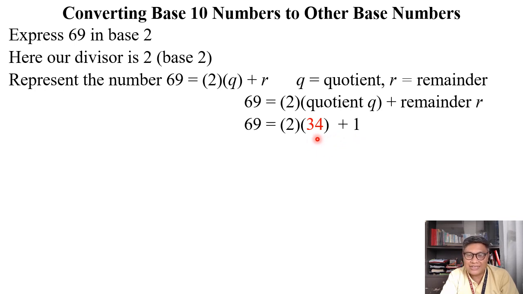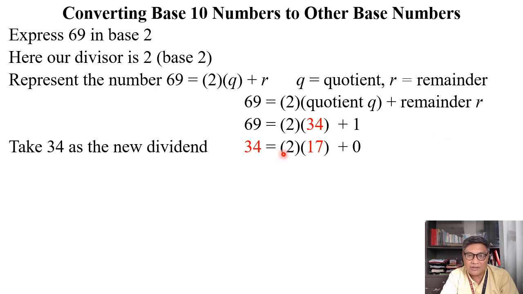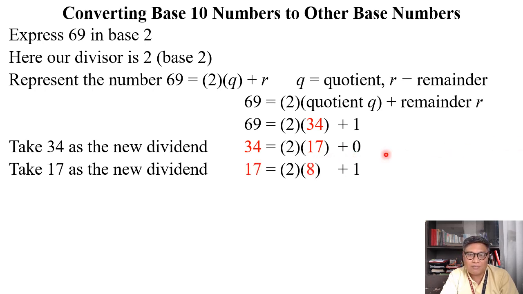Because the quotient, class, is not yet 0, we have to take 34 as our new dividend. Then we continue dividing it by 2. So 34 divided by 2 is 17, and there is no remainder because 34 is divisible by 2, so the remainder is 0. Again, 17 is not yet 0, so continue dividing by 2. So 17 divided by 2 is 8, then the remainder is 1. So 2 times 8 is 16 plus 1 is 17, class.